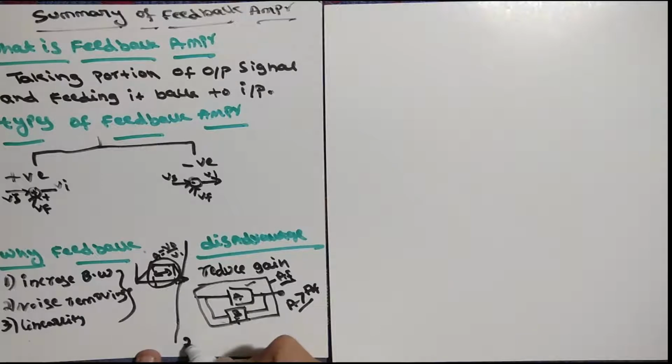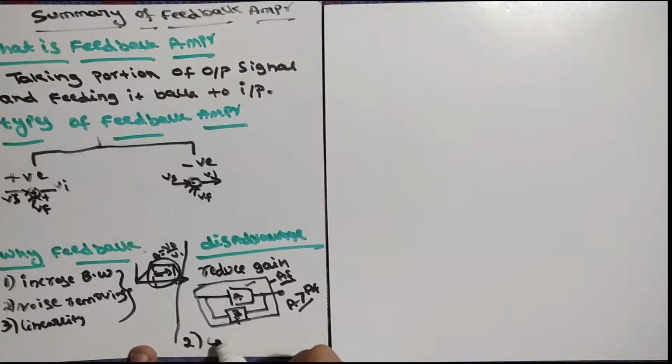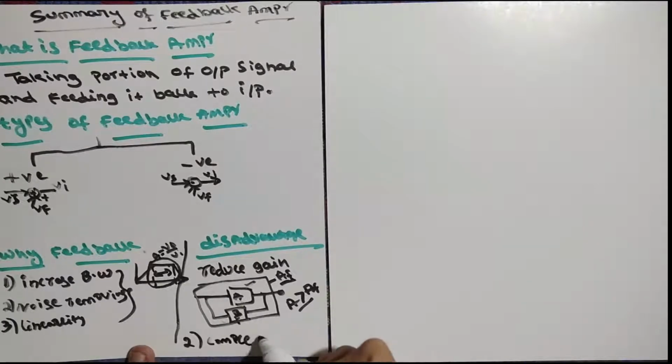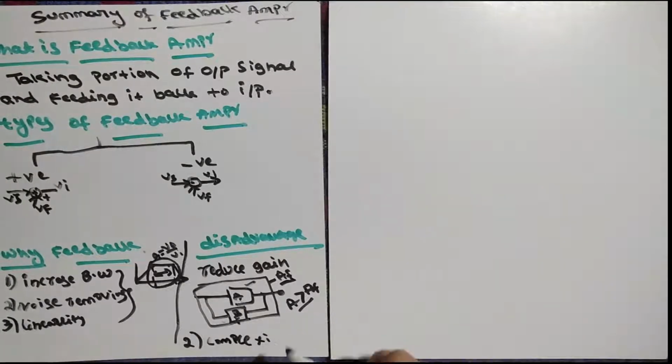The second major issue is that it is complex and adds cost. The design is bulky compared to the plain amplifier, so we can call that complexity. These are the two major issues we have to address in feedback, and these are the main disadvantages of the feedback amplifier.